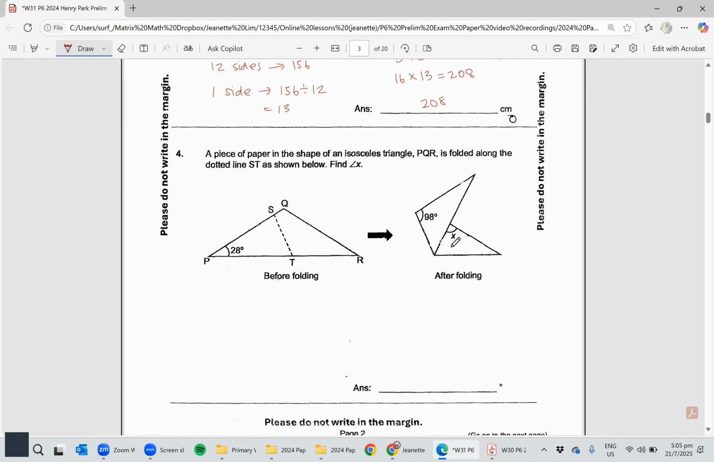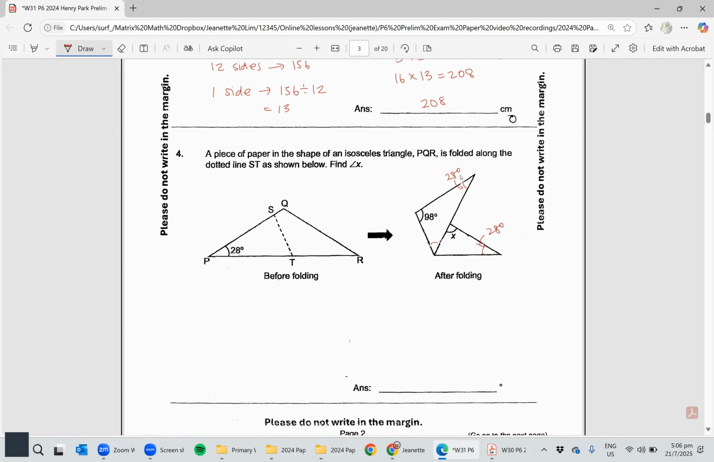Okay, question 4. A piece of paper in the shape of an isosceles triangle, PQR, is folded along the dotted line ST. Okay, this is ST. So you're supposed to find angle X. Now, this paper is folded, right? So this 28 degrees goes up. That would be a 28. And because this is an isosceles triangle, this part here is also 28.